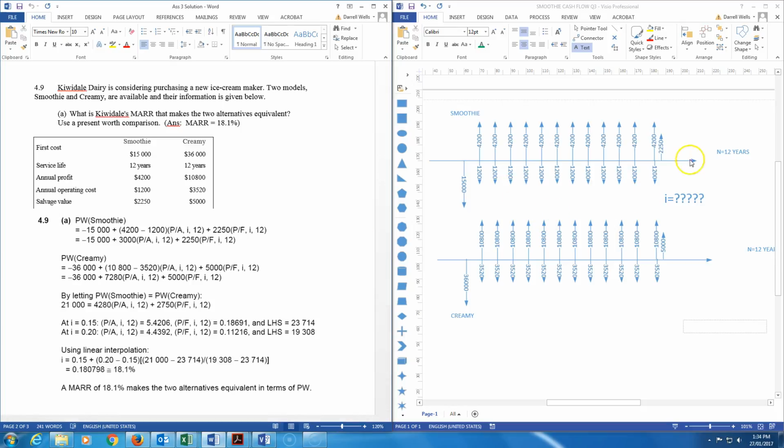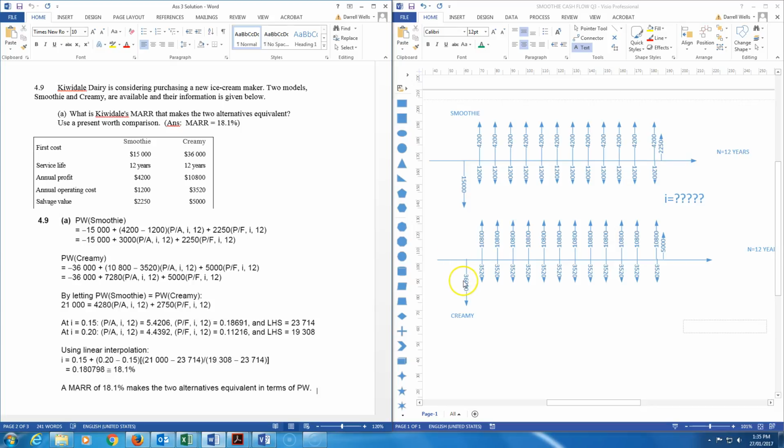So you can see over here on the right, I always get my left and right mixed up. On the right, I have drawn a cash flow diagram for the smoothie. I have my initial cost, my annual revenues, and for each of the 12 years, my annual costs, $1,200 in this particular case, and also at the end of my cash flow diagram I put in the salvage value, and it's 12 years.